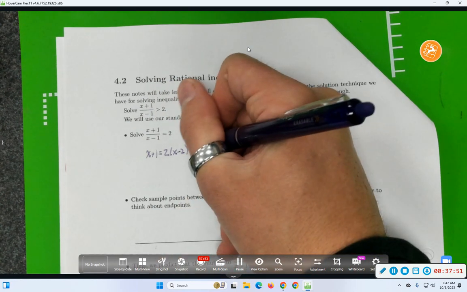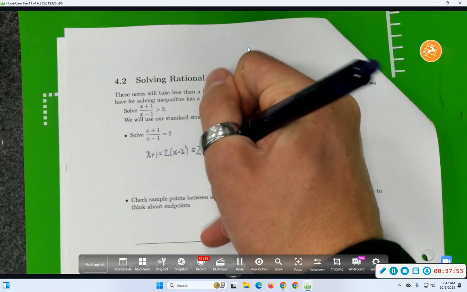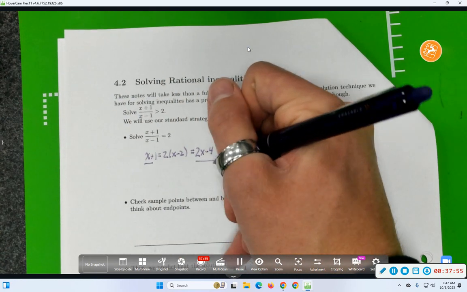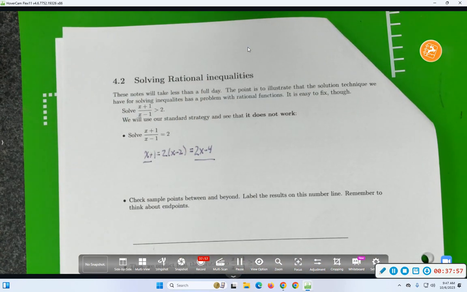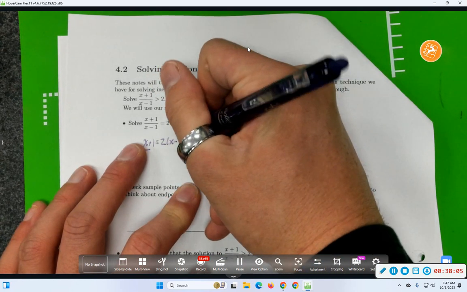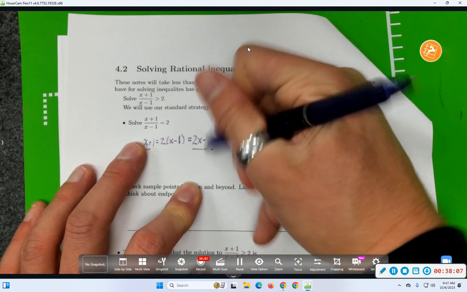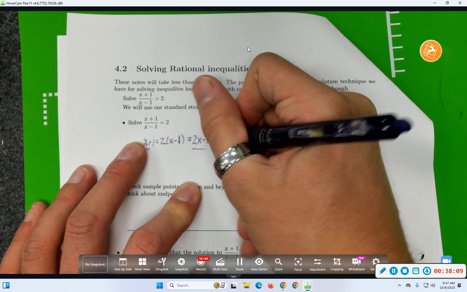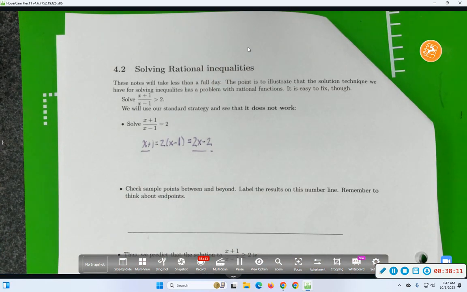And maybe even do some distribution. 2x minus 4. So x plus 1 equals 2x minus 4. Does that look easier to solve? Yeah. Because I doubled it twice. All right. Does that look easier to solve than the thing we started with? And now actually looks correct?